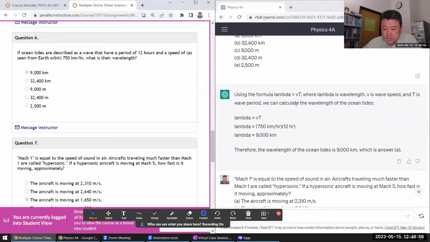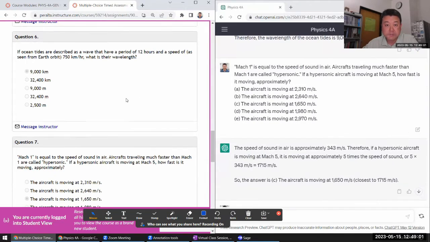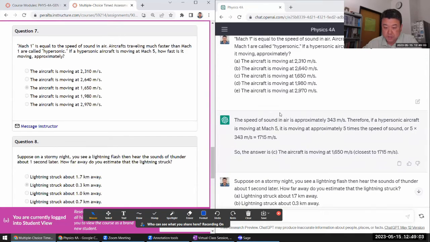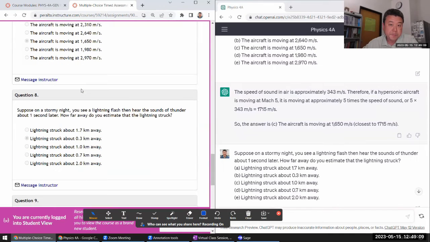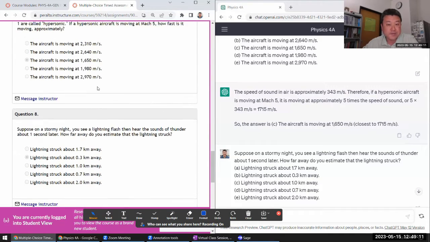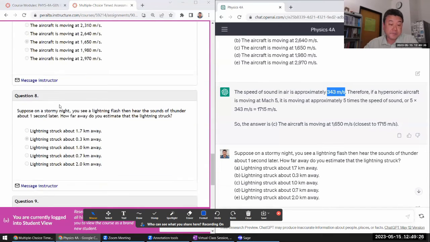So question six, I think it got it right. And the hours cancel also. And it did this calculation correctly, Mach 5, so 5 times that. And they chose the closest one. And what I do say is, at that height, the speed of sound is actually different. That's why this is actually the more correct answer than 1715. This is the speed of sound at standard conditions at sea level.